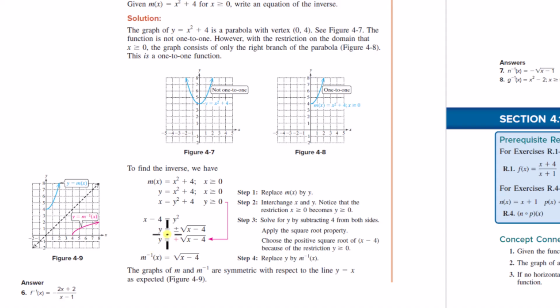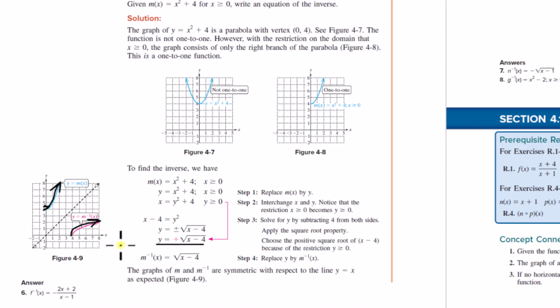But we don't have to worry about the minus because we have this restriction, right? So when we flipped x and y, it changed from x is greater than or equal to 0 to y is greater than or equal to 0. And since y is greater than or equal to 0, you can remove the minus, and then boom, there it is. There's m of minus 1 of x. And then you see there's the original function with the domain restriction, and then there's the inverse with that same domain restriction, x is greater than or equal to 0.